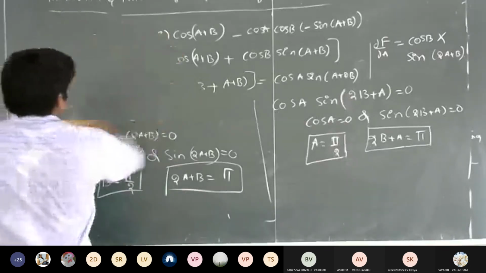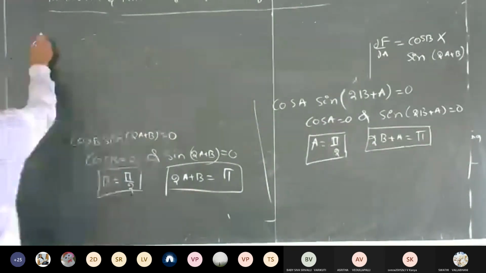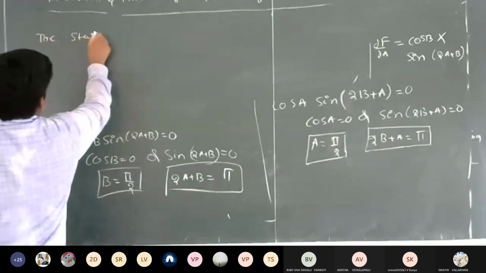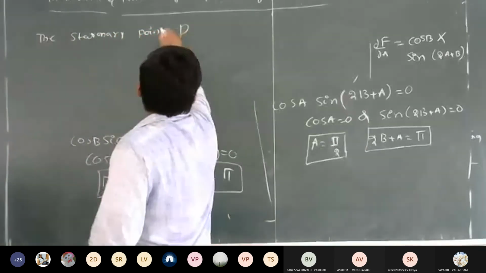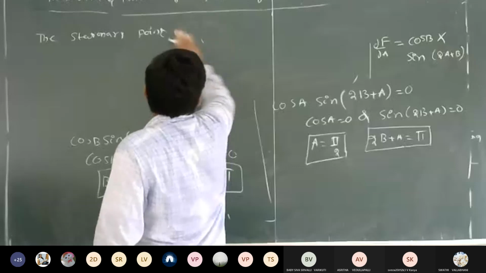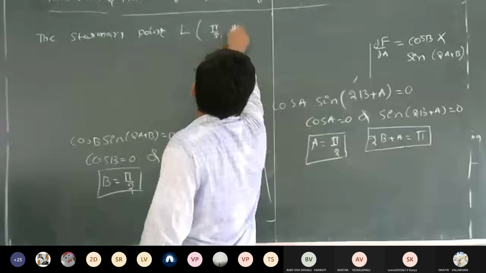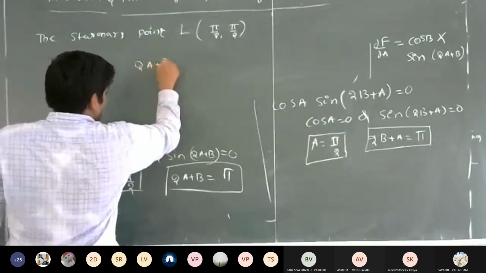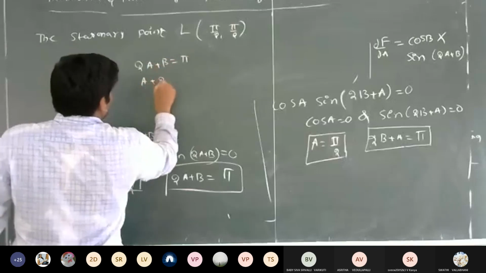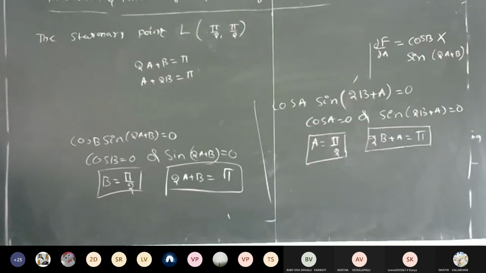So the stationary points are. Let us assume L. L is pi by 2 comma pi by 2, one point. The next one is obtained by solving these two, that is 2a plus b is equal to pi and a plus 2b is equal to pi. So solve these two and tell the next stationary value. What is the next stationary value?